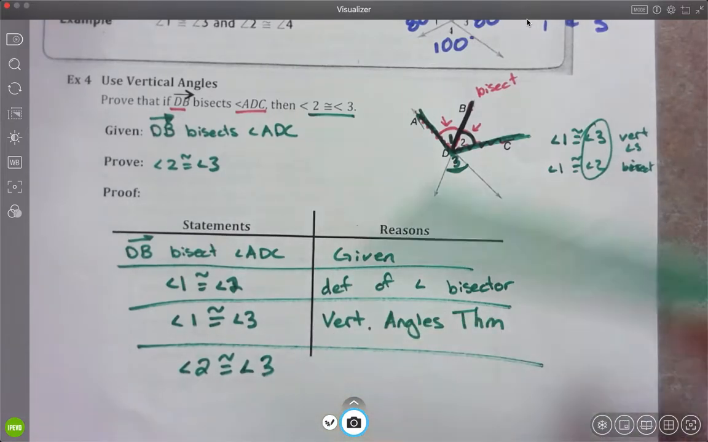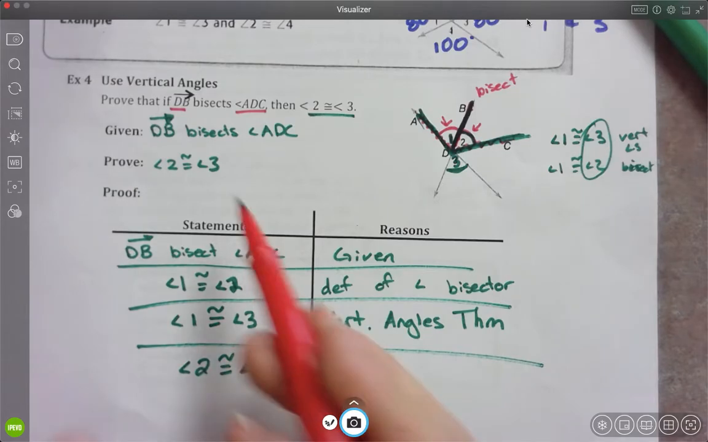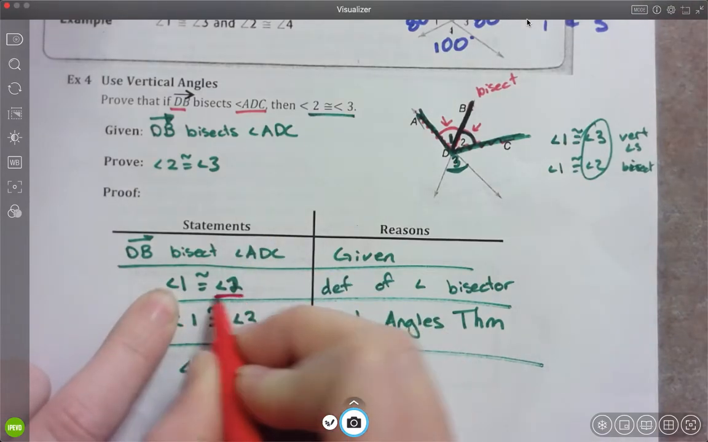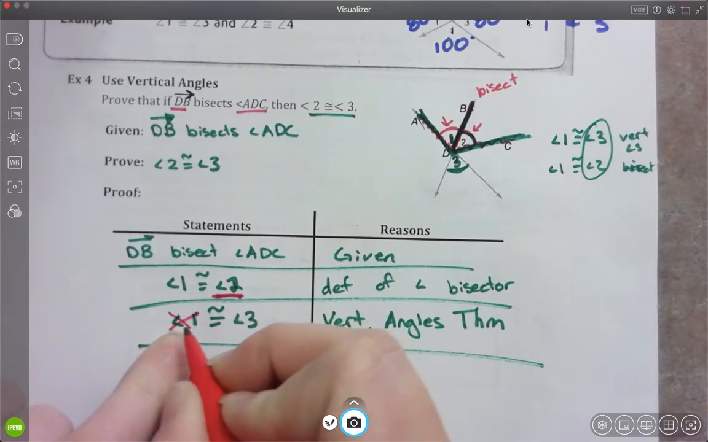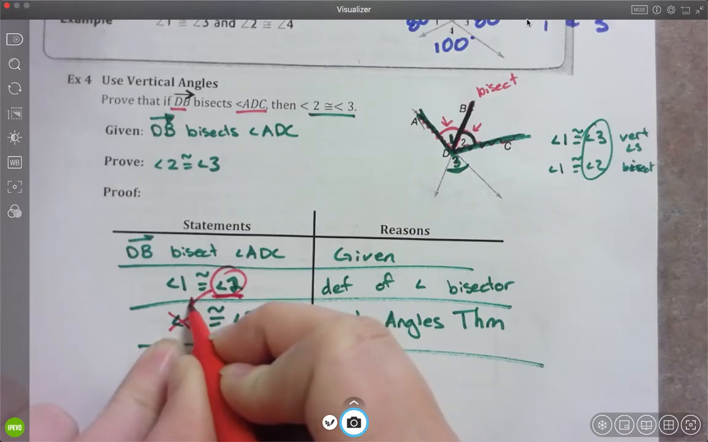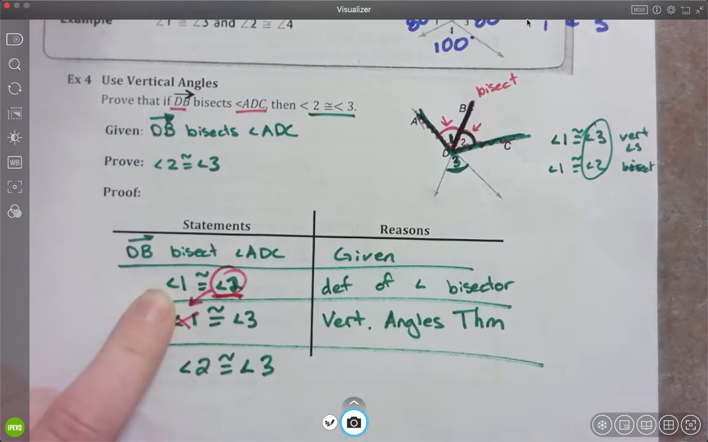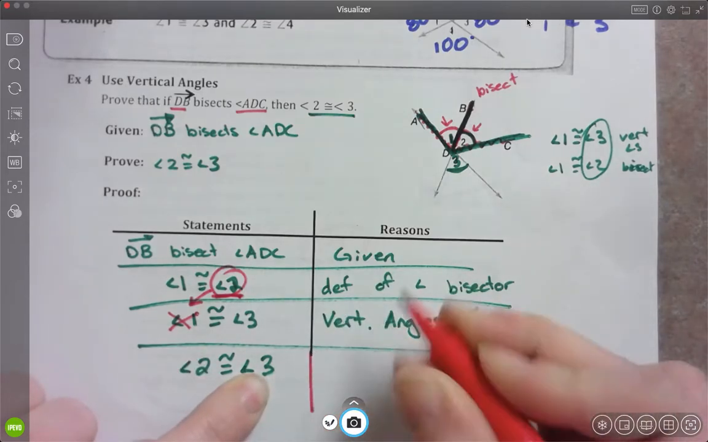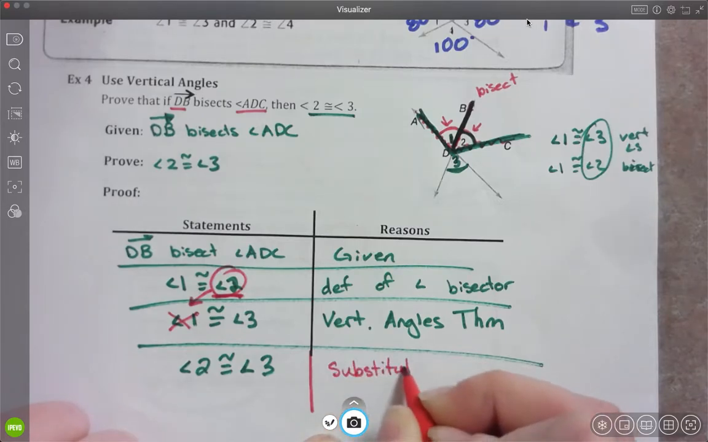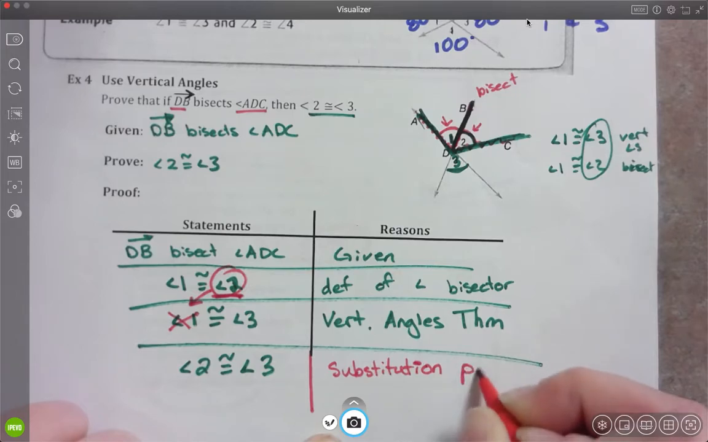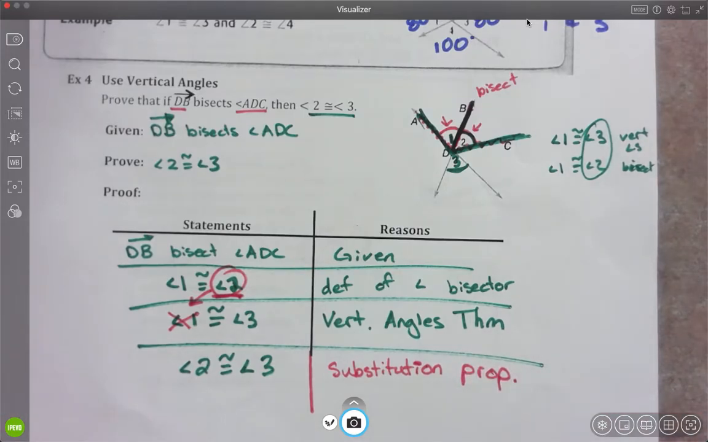Okay, well, angle 1 is the same thing as angle 2, right? And if we have angle 1 written here, we can basically replace that angle 1 with angle 2. It can be slapped in there, right? So if angle 1 is angle 2, it can be put in the place of any angle 1 that we see on this proof at all. So we have angle 2 is the same as angle 3, and we can do that because of substitution. Substitution will be used a lot in proofs. So the substitution property is used a lot in proofs.